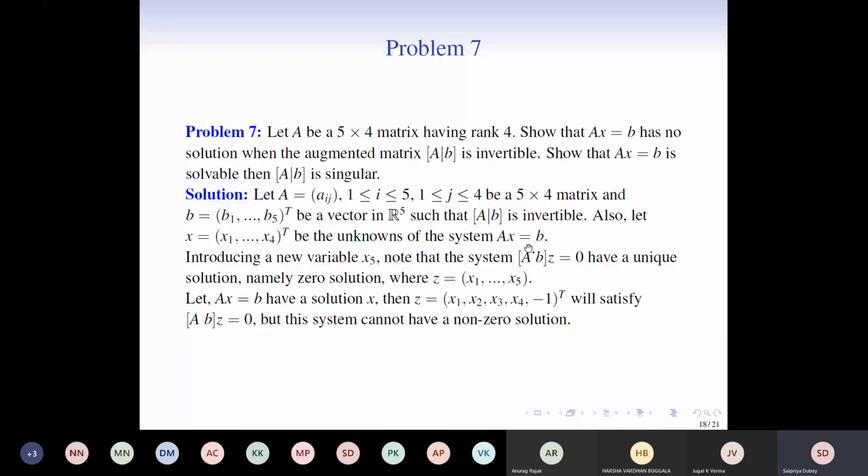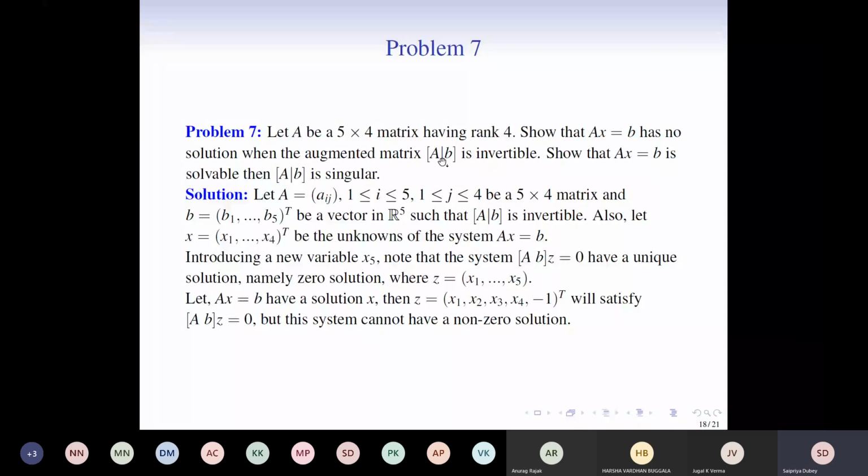So clearly this will satisfy the new system. If at all Ax equal to B holds, then this will also hold, right? But we see clearly that this is a non-zero solution. It is not possible for this system to have any solution other than 0. This has a solution other than 0, which is a contradiction. Therefore, what we assumed is wrong. What did we assume? We assumed that Ax equal to B has a solution. This is incorrect. So therefore, we now know that if the augmented matrix is invertible, then it has no solution.